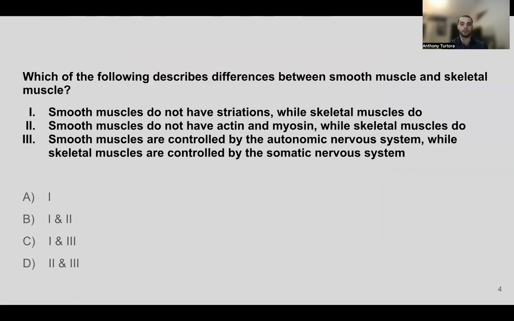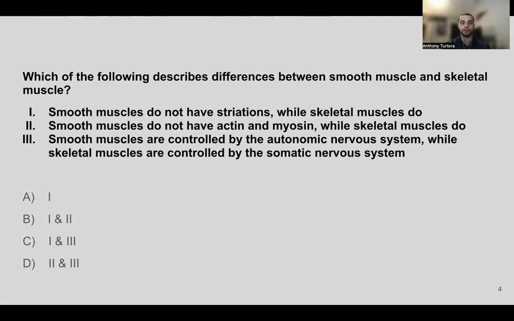All right, so question 1 here. This states, which of the following describes differences between smooth muscle and skeletal muscle? Because this is a Roman numeral question, I will review the answer choice that comes up exactly twice. So in this case, I can review Roman numeral 2 or Roman numeral 3. I'll choose to do Roman numeral 2 first.